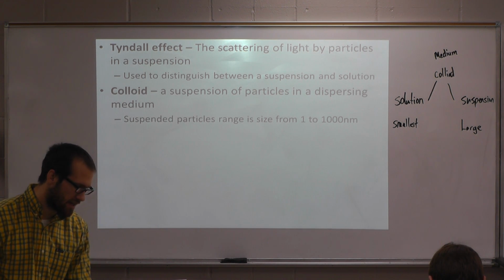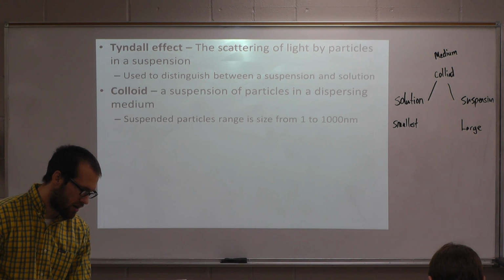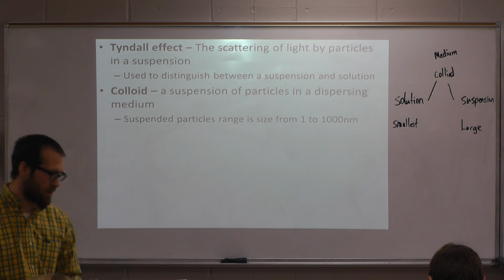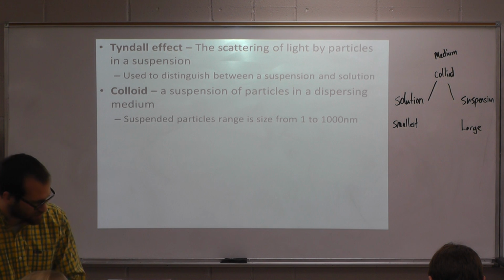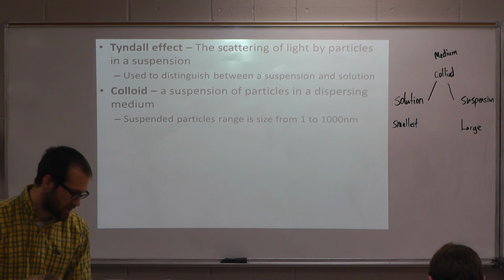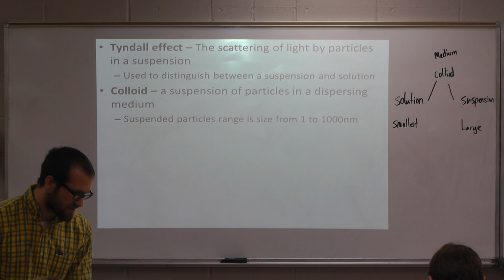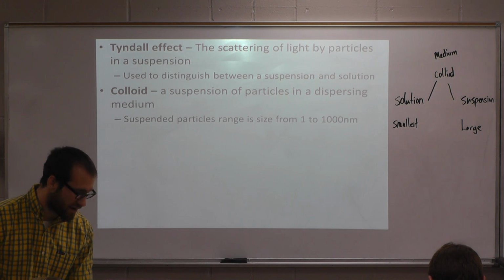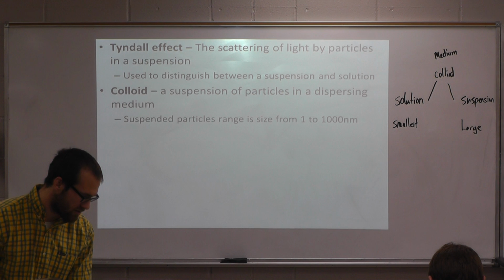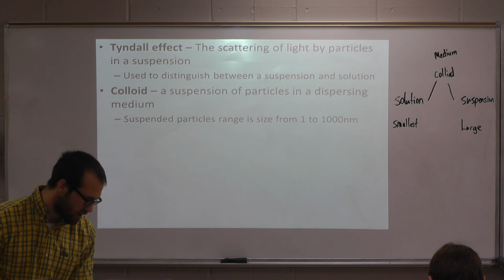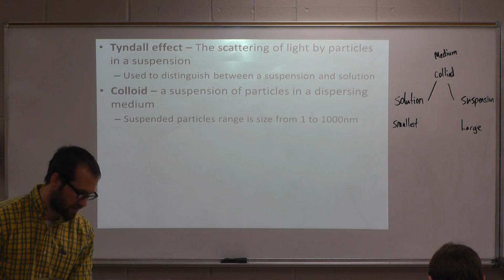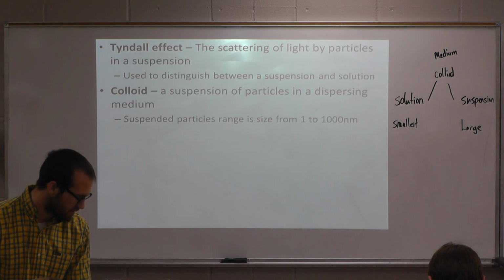Okay, so I'm going to read starting where it talks about colloidal dispersion. A suspension of tiny particles in some medium is called a colloidal dispersion or a colloid. The suspended particles are single large molecules or aggregates of molecules or ions ranging in size from 1 to 1,000 nanometers. Colloids are classified according to the states of the dispersed phase and the dispersing medium. And it talks about that in the table above.